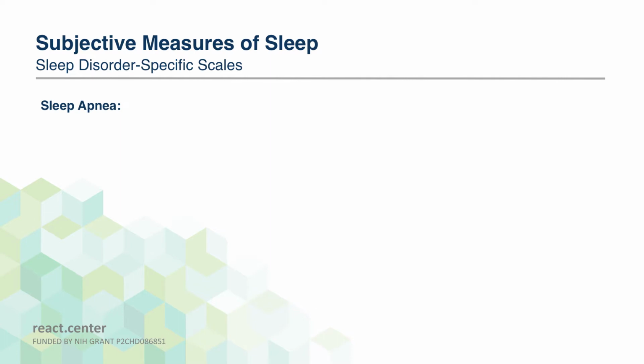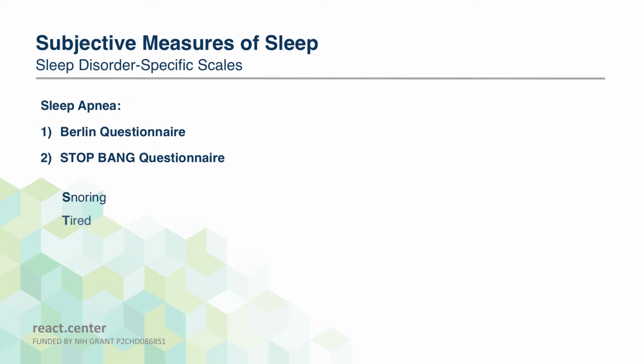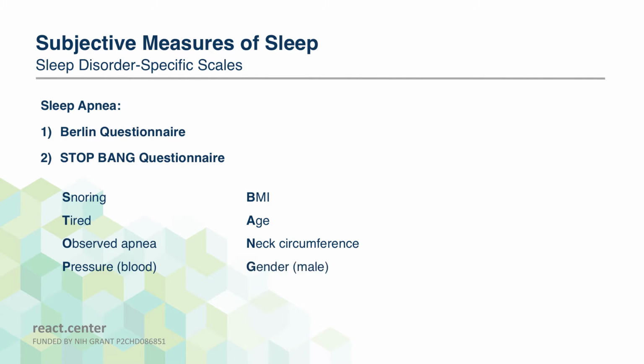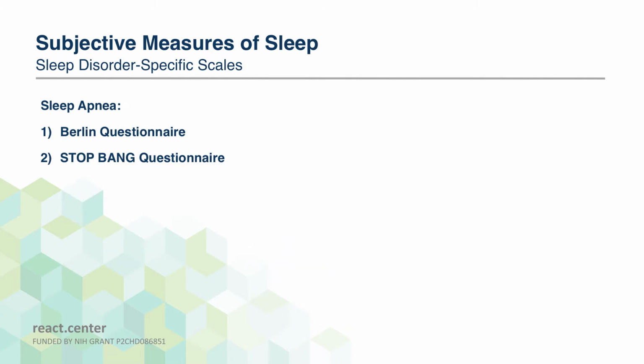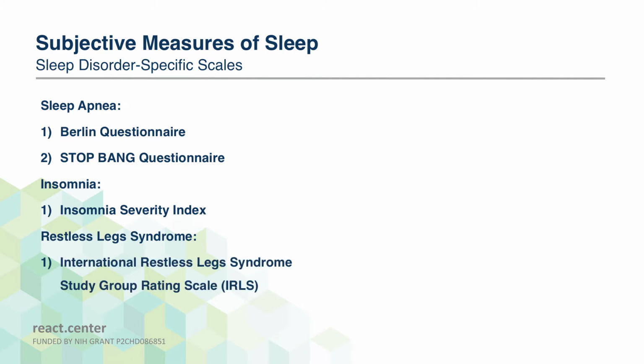For example, sleep apnea has 2 well-known questionnaires, the Berlin questionnaire and the Stop-Bang questionnaire. And Stop-Bang stands for snoring, tired, observed or witnessed apnea, blood pressure, and then bang, BMI, age, neck circumference, and male gender, and these are all particular risk factors for sleep apnea. There are also screening questionnaires for insomnia, including the Insomnia Severity Index, and for restless leg syndrome, including the questionnaire that was designed by the International Restless Leg Syndrome Study Group, or the IRLS. Screening questionnaires for fatigue include the Fatigue Severity Scale.